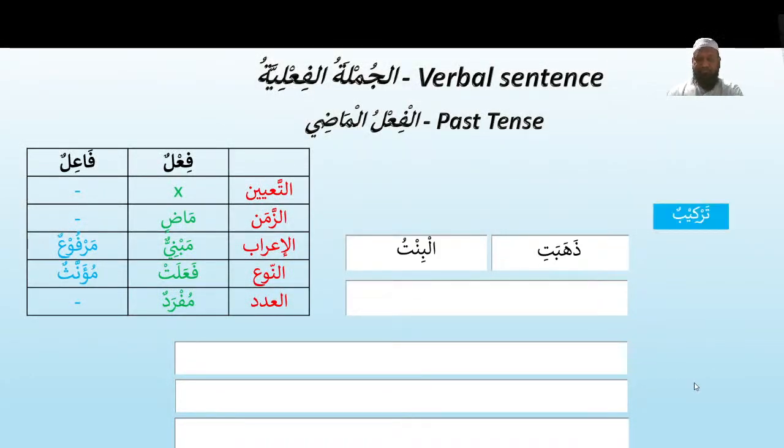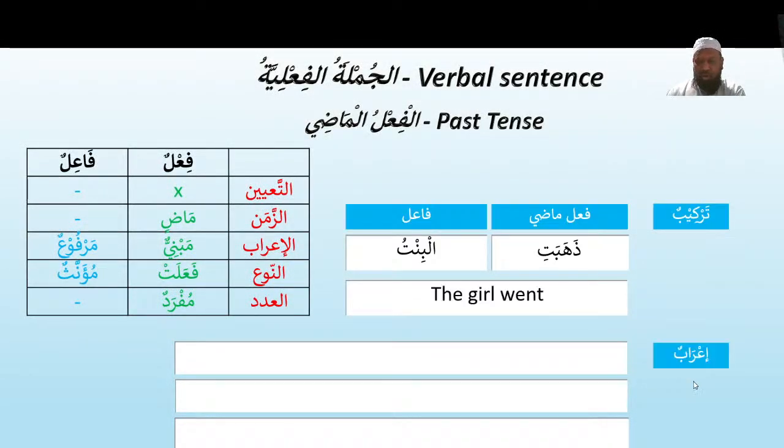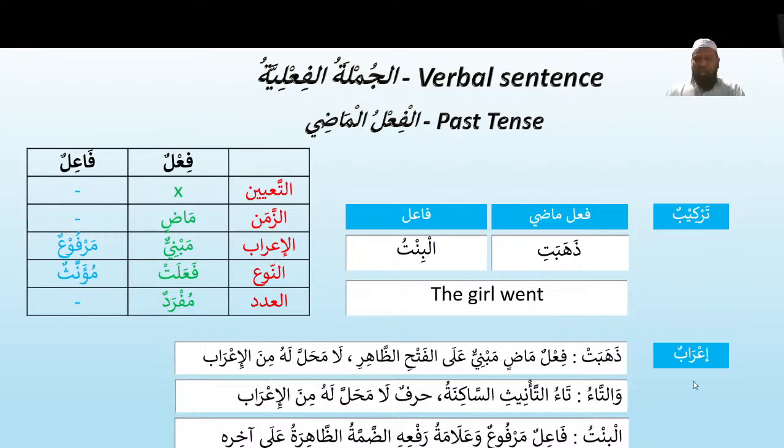So now the i'rab will be: ذهبت فعل ماض مبني على الفتح الظاهر لا محل له من الإعراب. والتاء تاء التأنيث الساكنة حرف لا محل له من الإعراب. البنت فاعل مرفوع وعلامة رفعه الضمة الظاهرة على آخره. Understood?